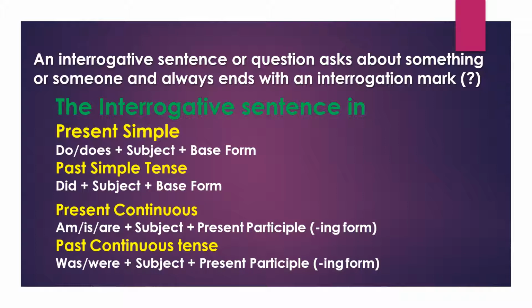The interrogative sentence in past continuous tense is formed with was, were plus subject plus present participle, that is the ing form of the verb. Example, was the baby drinking milk? Were the soldiers fighting bravely?